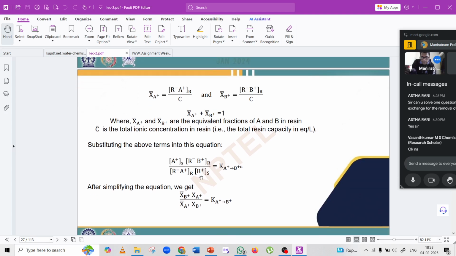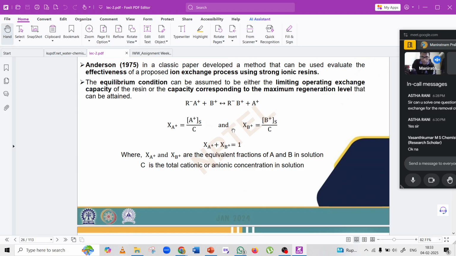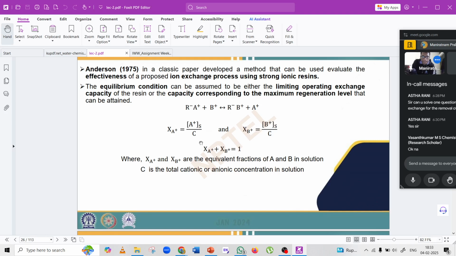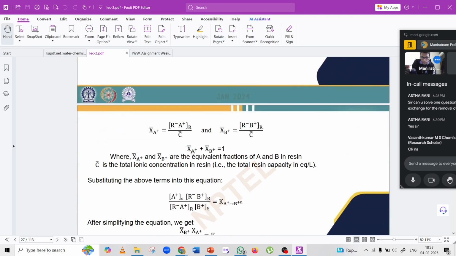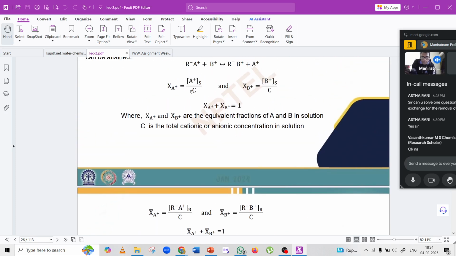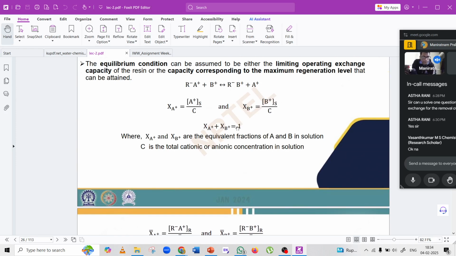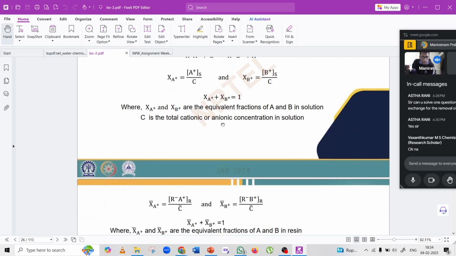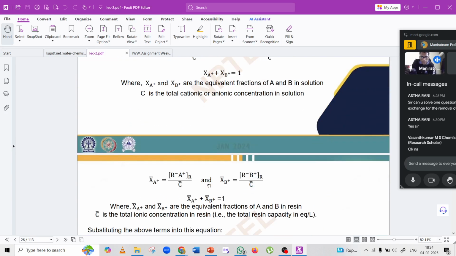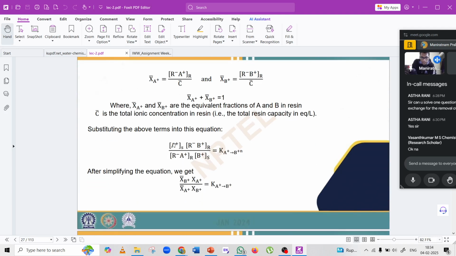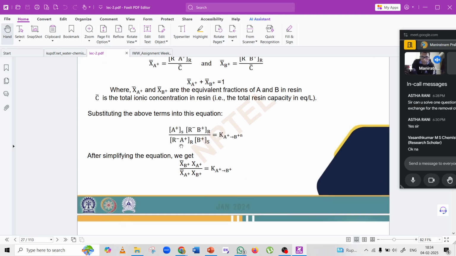See, now we have this reaction constant. Then I was saying about this fraction, that in the resin and in the solution the sum of fractions for each will be 1, as we have written here. Now we know the reaction constant will be given by this term, A into B in resin, divided by this term.